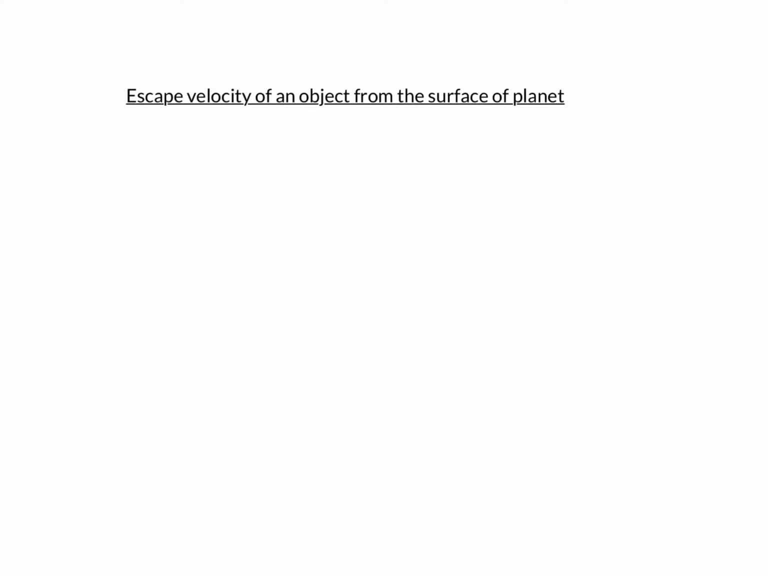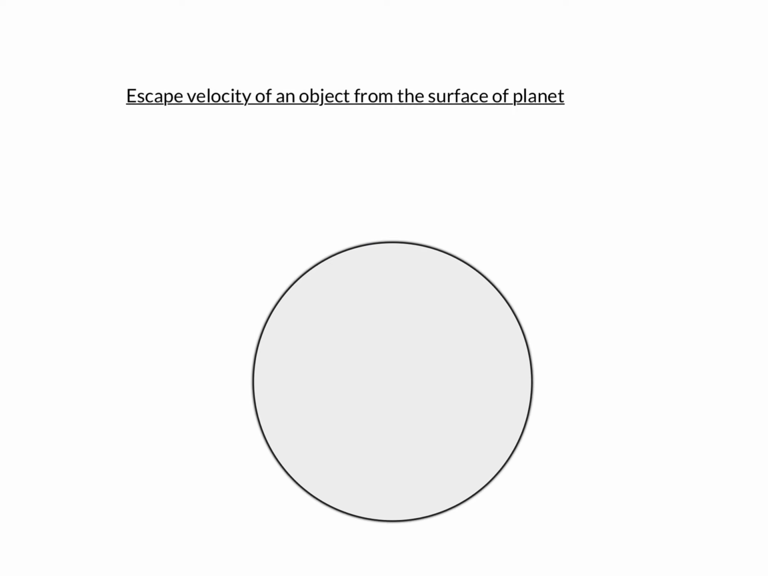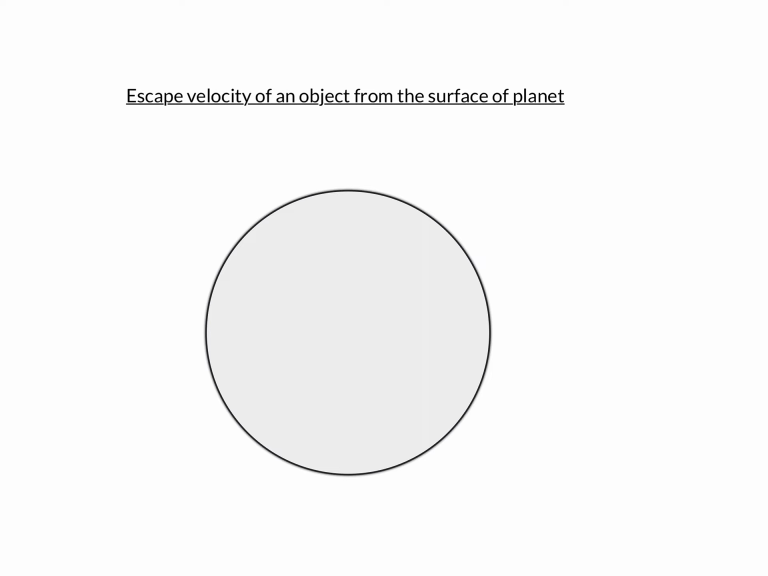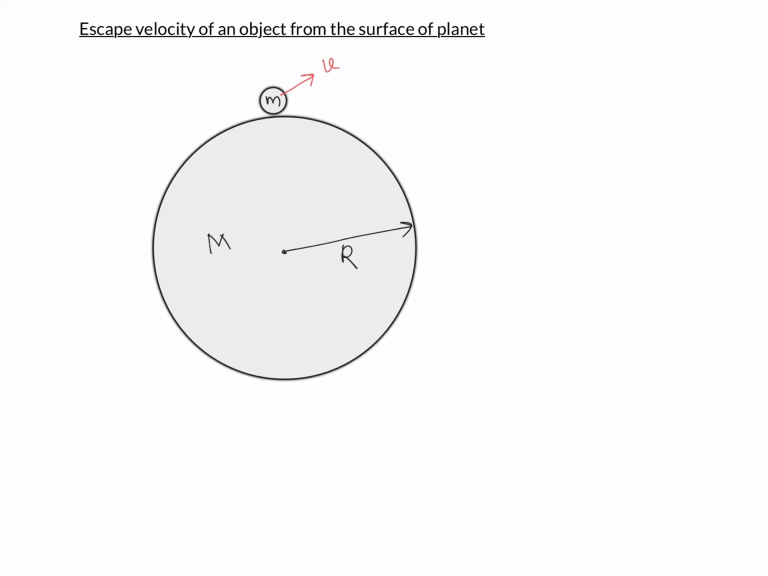So first of all, just try to understand the escape velocity of an object from the surface of a planet. Over here we are considering that we are keeping an object on the surface of a planet. Let's say the mass of the object is m, the mass of the planet is taken as capital M, and the radius of that planet is R. We have to find out with what velocity we should project this object from the surface of the planet so that it will be able to escape from the gravitational field or gravitational pull exerted by the planet.